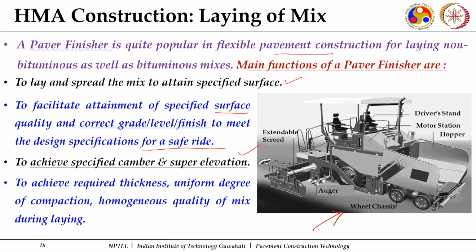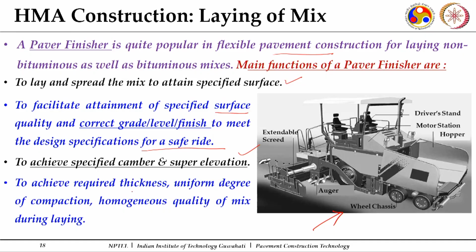So this specified equipment is required to achieve the specified camber and super elevation. At different locations, considering the requirement, there may be a camber, which means cross slopes on both sides, and at certain locations there may be a super elevation, or a cross slope in one direction. That needs to be taken care of with the help of your paver finishers. It also helps us achieve the required thickness and a uniform degree of compaction, because a little amount of compaction is given by the pavers themselves.